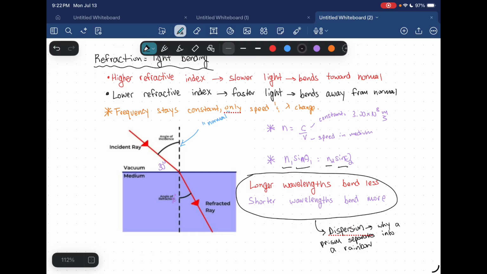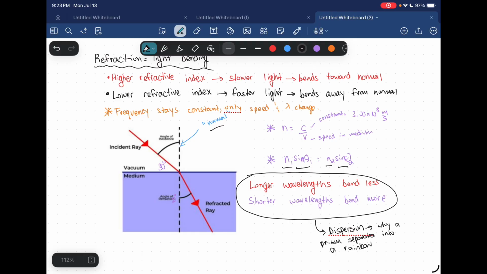And if you're confused about the term normal, I labeled it in the diagram to the left just to make it clear. Just like in free body diagrams, the normal is simply an imaginary line drawn perpendicular to a surface.